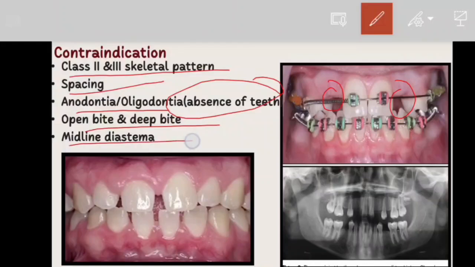We also do not do serial extraction in open bite and deep bite cases, and in midline diastema. So there is a midline diastema; here we do not do any serial extraction. Okay.